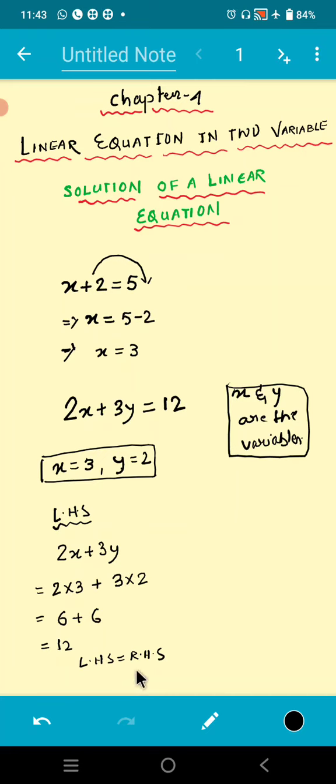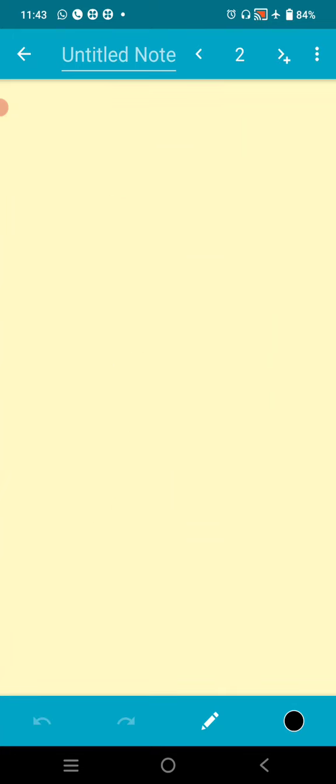Fine. So how to write this ordered pair? We'll write the solution as 3, 2, and this 3, 2 is also called an ordered pair. Always remember that in an ordered pair the first value is always x and the second value always represents y. Fine. Now let us check if there is any other solution possible for this equation.